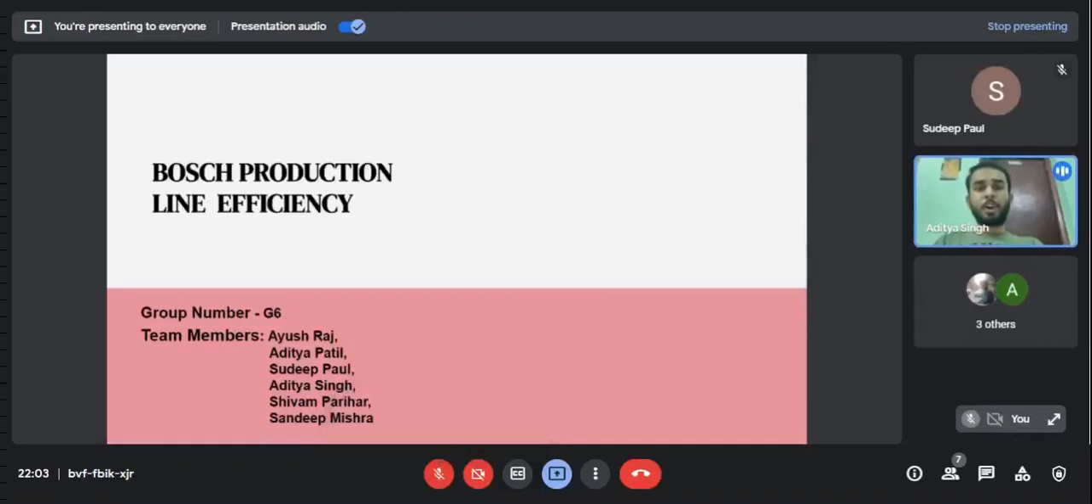Hello everyone. Our project is about the Bosch production line efficiency production prediction, and our team members are Ayush Raj, Aditya Patil, Sudeep Paul, Aditya Singh, Shivam Pariyar, and Sandeep Mishra. Our group number is 6.